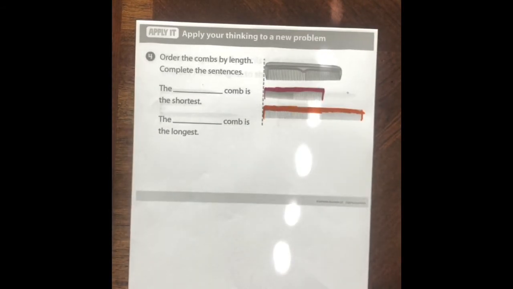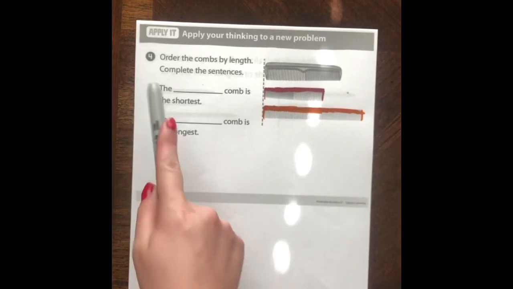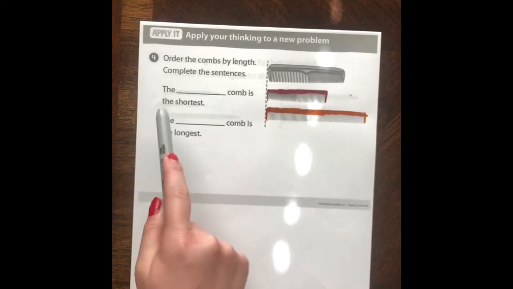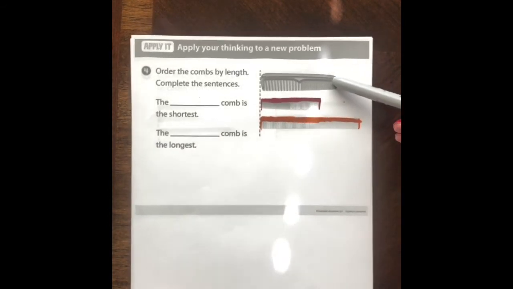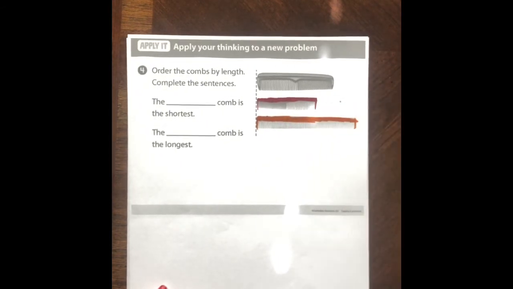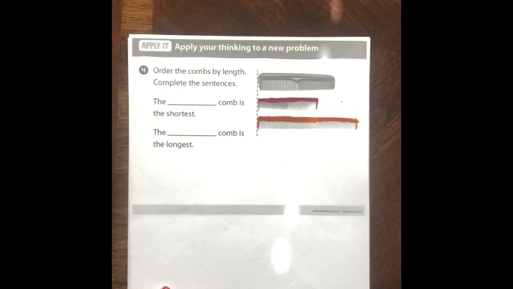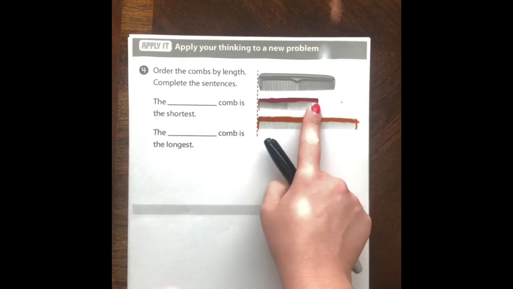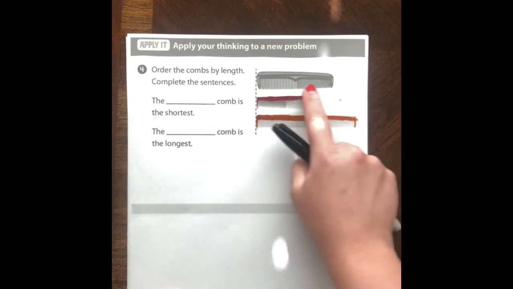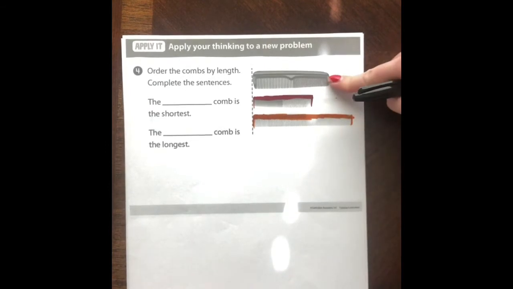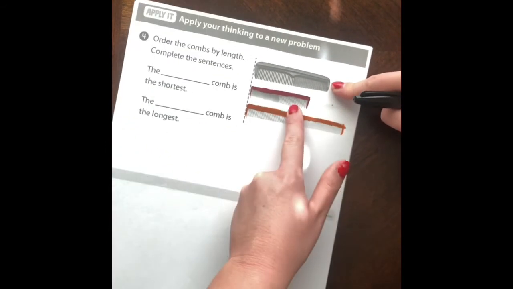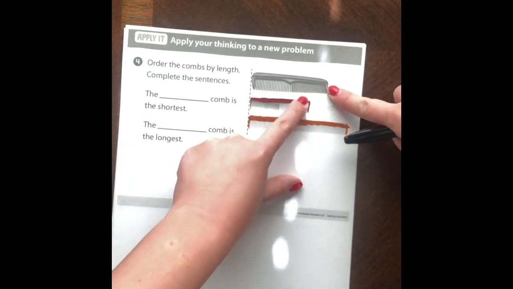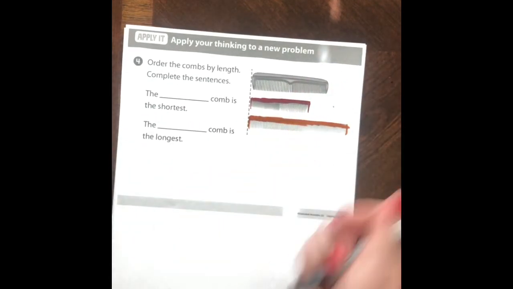Next, we're going to compare the length of combs. Order the combs by length. The blank comb is the shortest. The blank comb is the longest. So we have a gray comb, we have a red comb, and we have an orange comb. Let's see. Our red comb in the middle is the shortest, because our gray comb goes out way over here, and our orange comb goes out way over here, and our red comb is way back here. So we know that our red comb is the shortest.